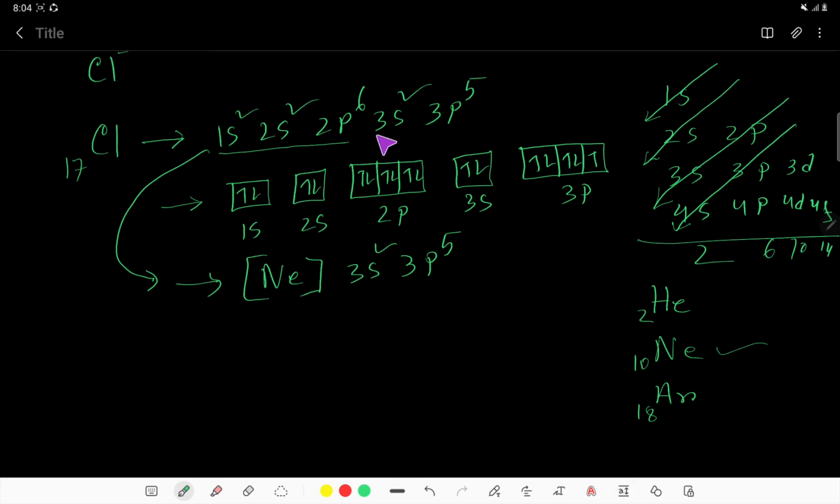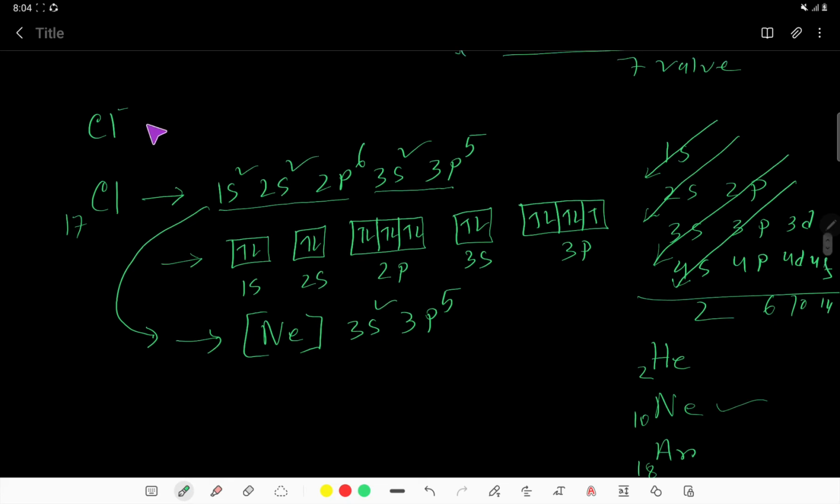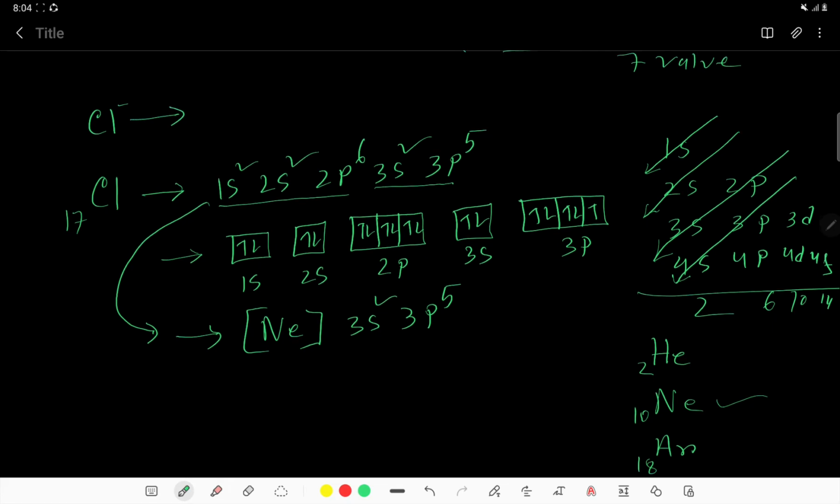So can you tell me what the valency electrons of chlorine are? In the valency shell, the number of electrons is called valency electrons. So in the valency shell we are getting 2 plus 5, that is 7 valency electrons. Chlorine is a non-metal and it has 7 valency electrons. That is why it will take one more electron to satisfy the octet rule, and it will become a chloride ion, right?